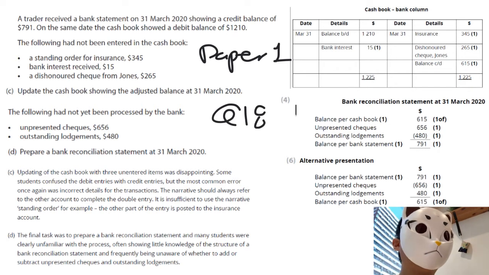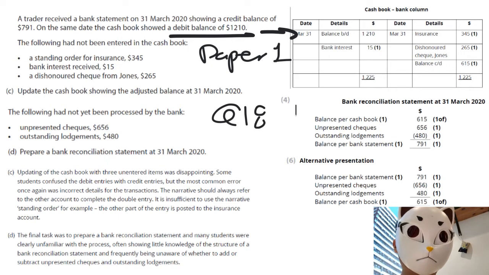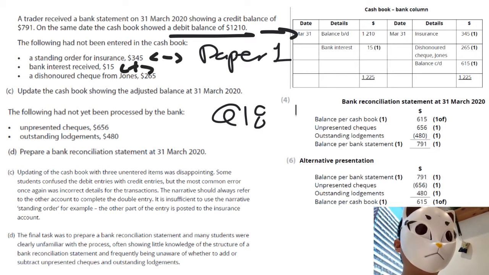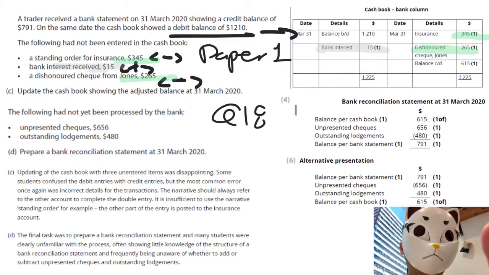We will start with the opening balance with a debit. Then you have to understand all these adjustments. Standing order is a kind of payment, so we have to deduct it. Bank interest received, we have to add it up. Dishonored cheque, we have to return it, that is deduct. So you have to put them down in the corresponding areas: deduction 345, deduction 265. Then this one received is added up, and then you will have the balance carried down.